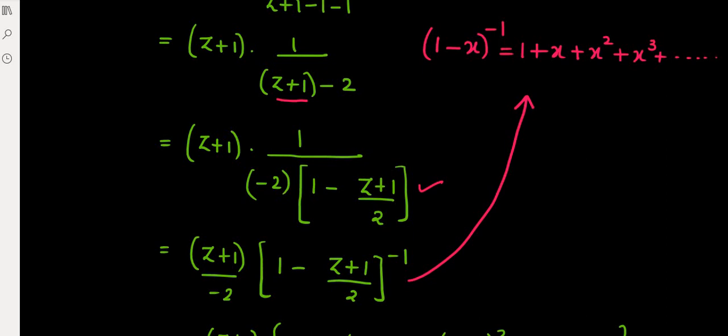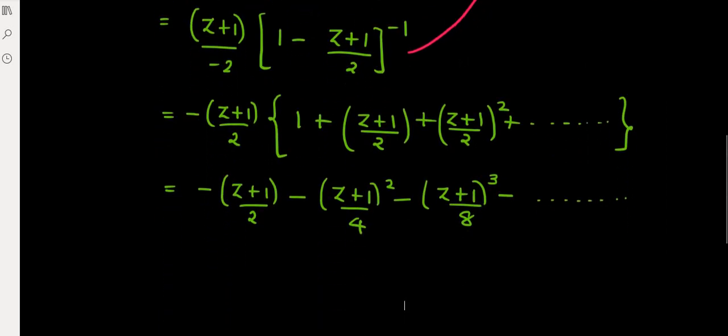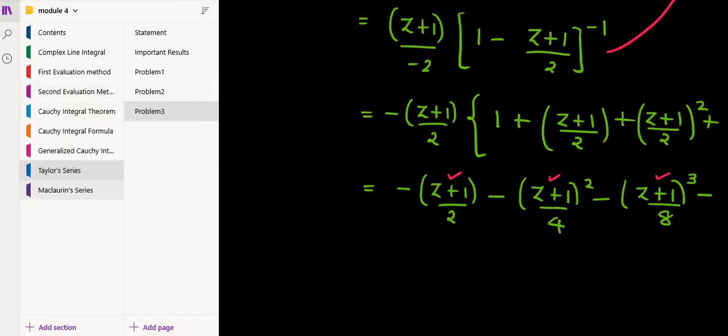Now you can make use of this expansion and then expand this and then open the bracket. So you will get a Taylor series expansion which has the terms z plus 1 in it. Now let us proceed with our Maclaurin series.